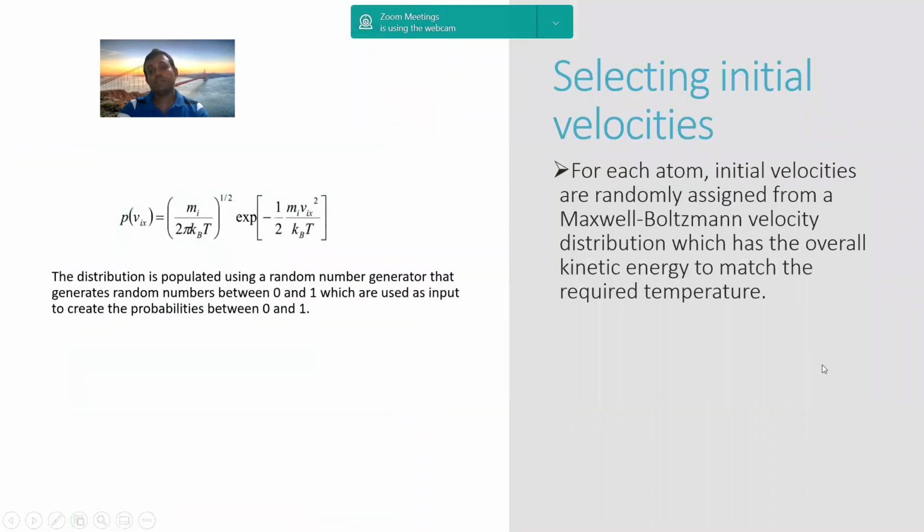So once we have the initial structure, we can assign a set of initial velocities for each of the individual atoms by using a Maxwell-Boltzmann velocity distribution that is matching the particular temperature in which we are interested. So this is the mathematical nature of the Maxwell-Boltzmann distribution. Using a random number generator, we can randomly pick certain velocities that match the given temperature.